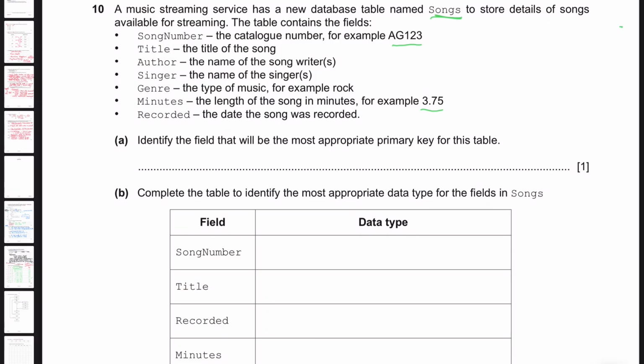Identify the field that would be most appropriate for a primary key. Well, we've just got the example there, haven't we? So it's going to be the song number. And please do it so it's got a capital in there. Look, so song number. That would be my first choice.